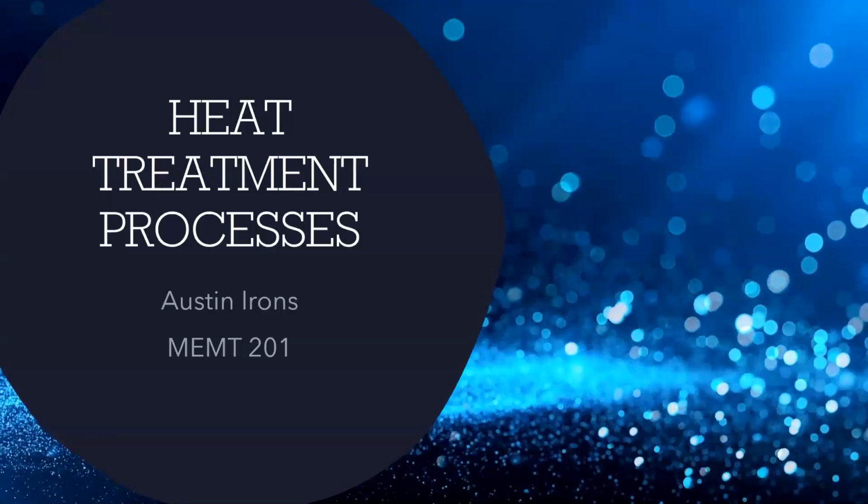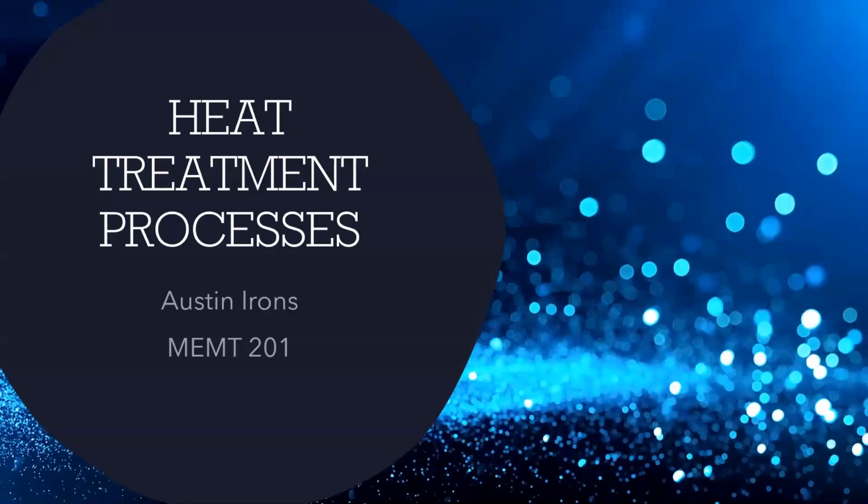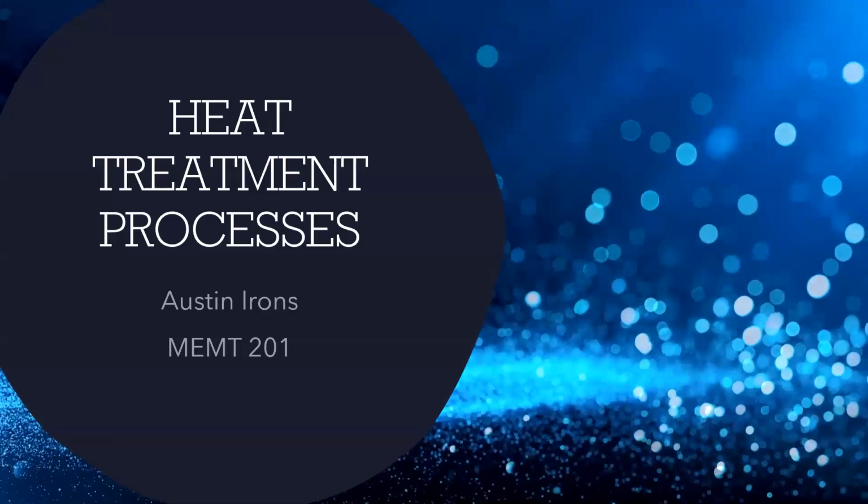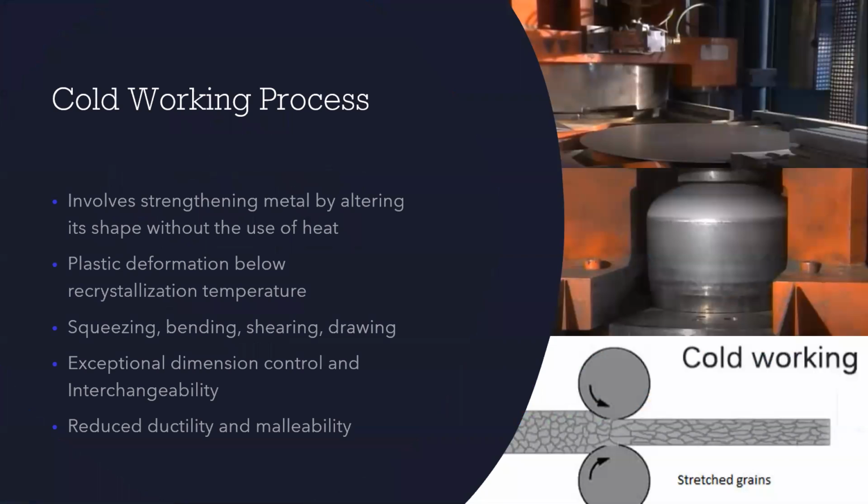These various processes and techniques allow us to manipulate properties such as strength, hardness, toughness, and elasticity. The heat treatment processes that we will discuss in this video include cold working, annealing, quenching, and tempering. To begin, cold work is the process of strengthening metal by altering its shape without the use of heat.